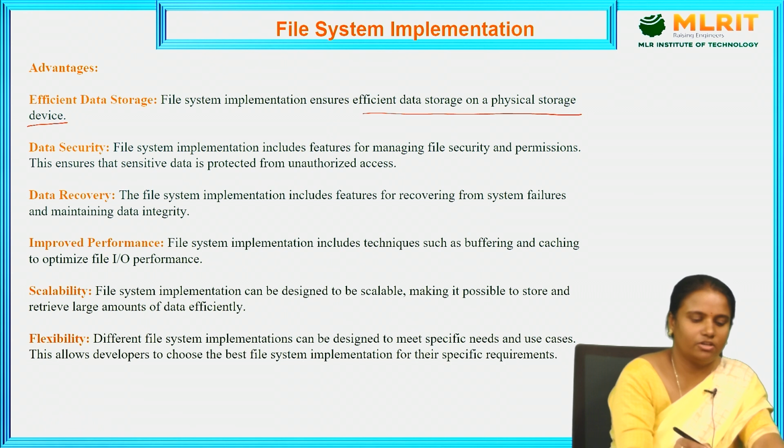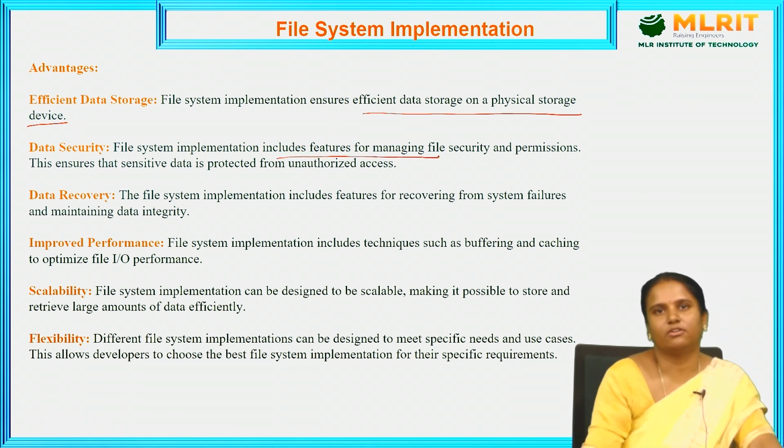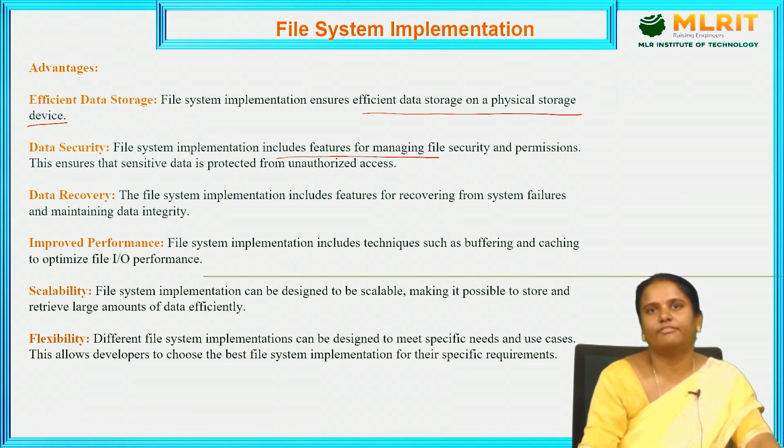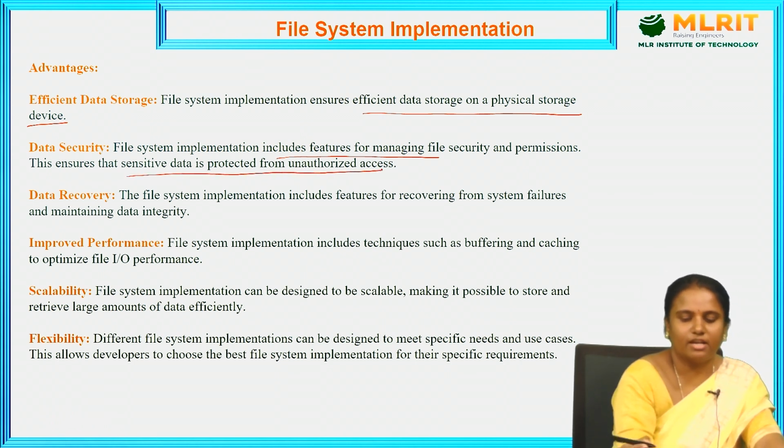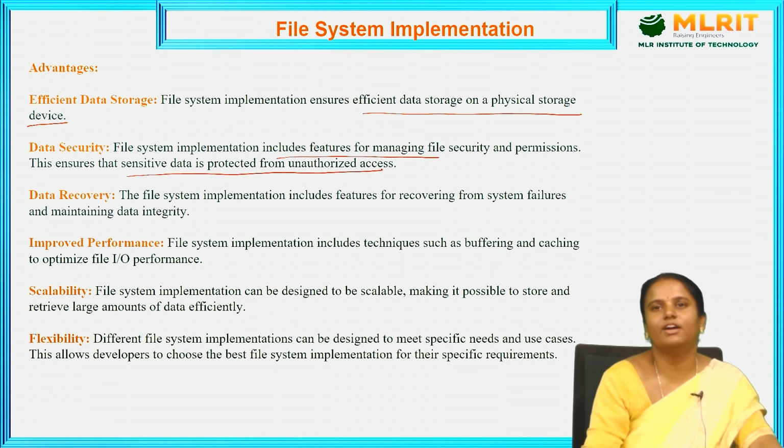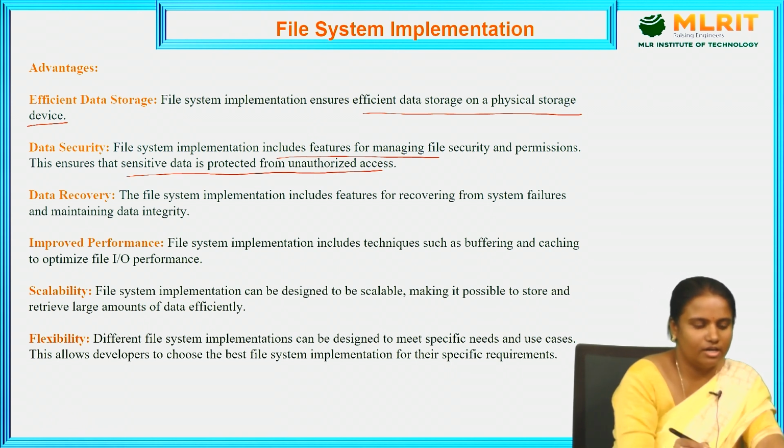Next, data security. File system implementation includes features for managing file security. For securing the file, the data should be secure, with encryption keys or whatever permissions are given by the owner. This ensures that sensitive data is protected from unauthorized access. Whenever you give proper security to the files, no unauthorized person can access that file unless he knows the secret key of that data, then only he can access it. That is about data security.